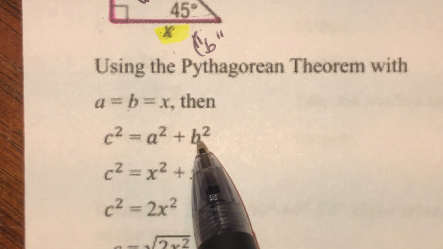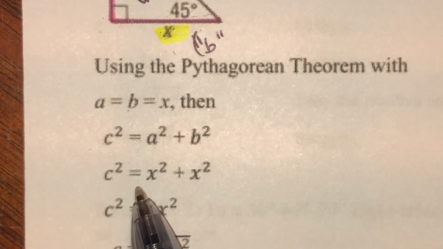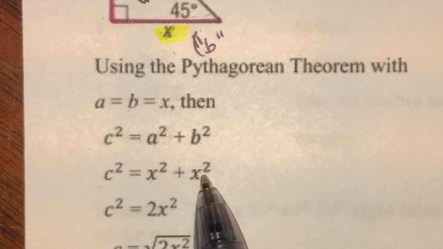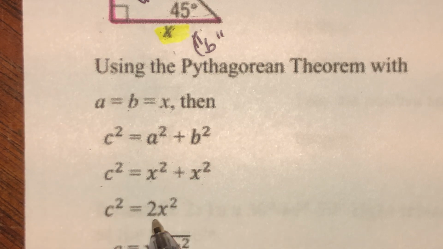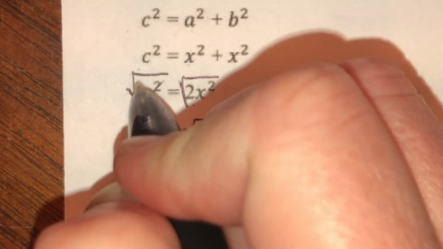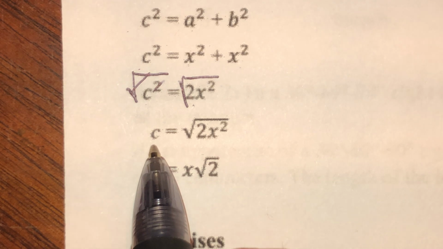So A squared plus B squared equals C squared. In other words, x squared plus x squared equals C squared. And 1x squared plus 1x squared equals 2x squared. I don't want to know what C squared is, I want to know what C is. That's what I'm solving for. So I'm going to have to take the square root of this and of this. When I take the square root of C squared, they cancel each other out and I get C.